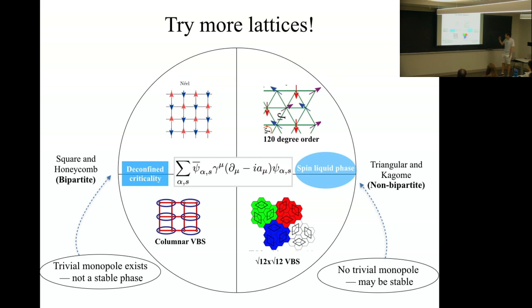And from all the evidence, this provision is probably relevant. So most likely, this Dirac spin liquid phase is not going to be stable on bipartite lattices. There's a deeper reason why it's unstable. The trivial monopole always exists on bipartite lattices. It has to do with a possible SU2 gauge structure, but I won't go into detail for that.